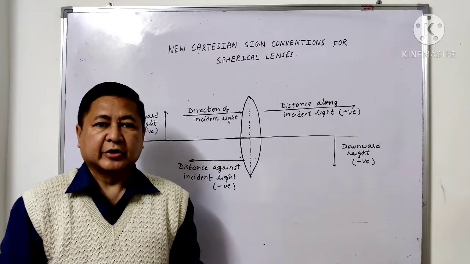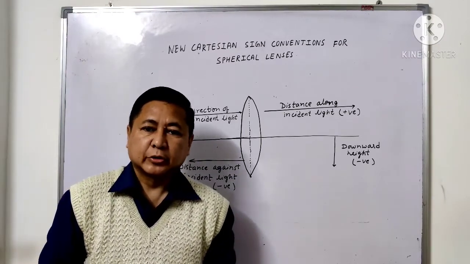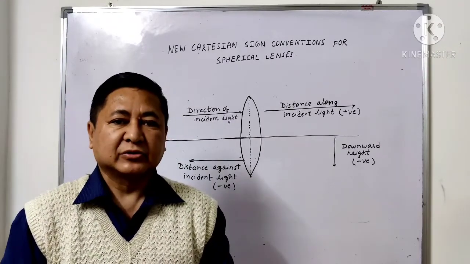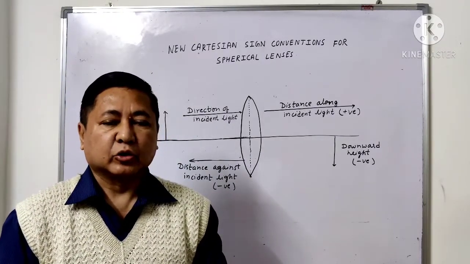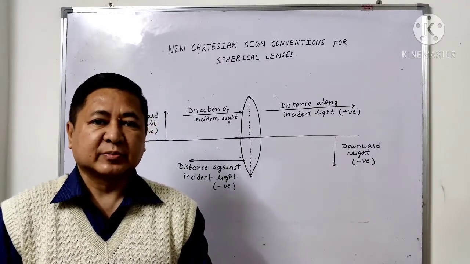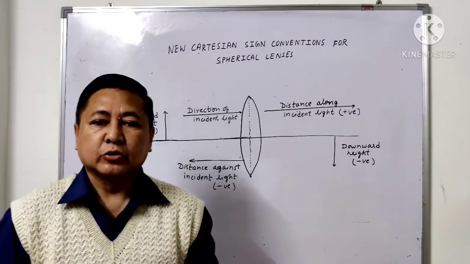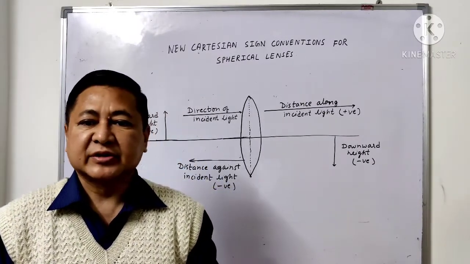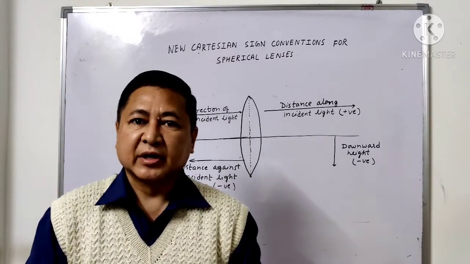Hello students, today we are going to discuss the new Cartesian sign convention for spherical lenses. Then we'll solve the numerical on the convex lens and the concave lens, and also we'll discuss power of a lens.